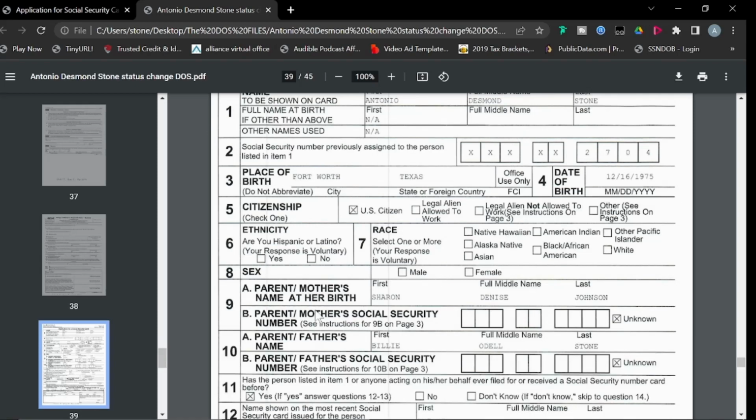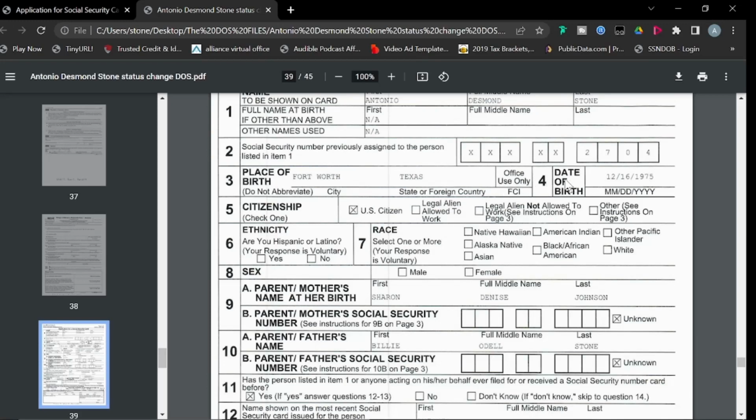This is the part. See, it's two different ways. And then I go back over the right way. So this is the way when you're changing your status and letting them know who you are. They understand. I'm going to show you two main and important parts in this application that must be done when you're changing your status. On 3, you're going to put the place where I was born, Fort Worth, Texas. And now we come to the most important part.